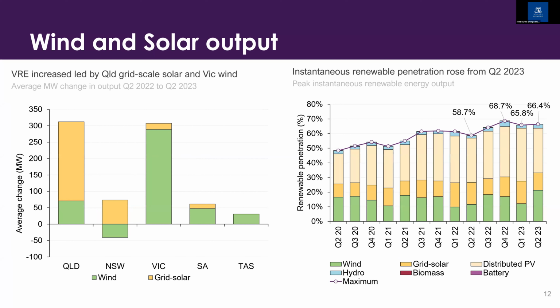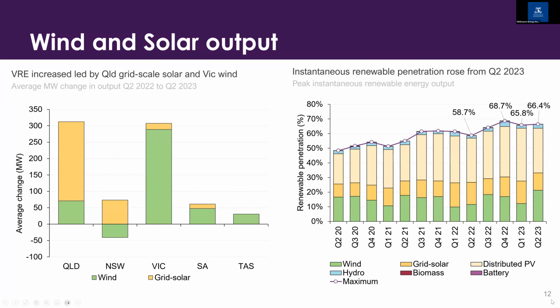All right, moving on to the final slide in the generation in the NEM section. This slide just shows the changes in VRE, or wind and grid-scale solar. The chart on the left shows the increases from Q2 22 to Q2 23 for the different regions and by different fuel types for the different colors there. Together across all regions and both fuel types, it was an increase of 745 megawatts, or about 20%. So again, record Q2 output of those fuel sources.